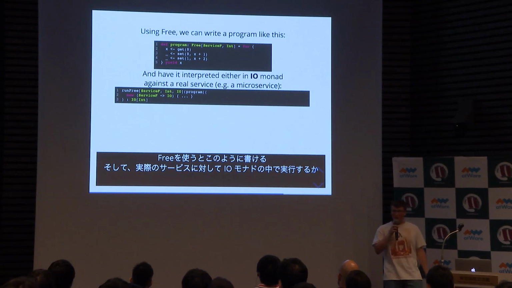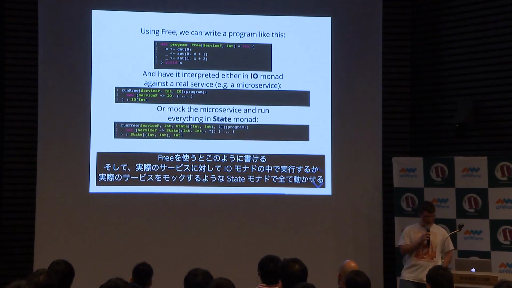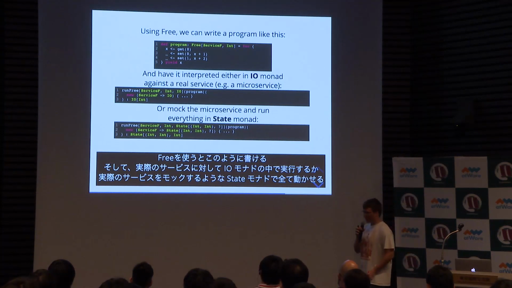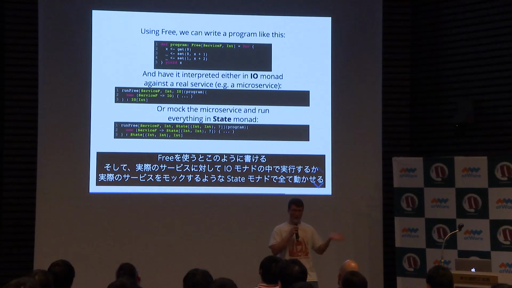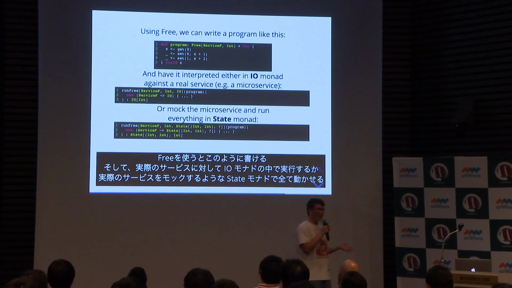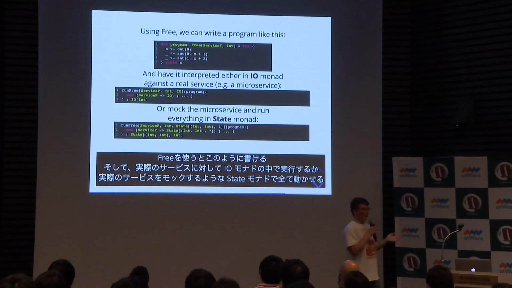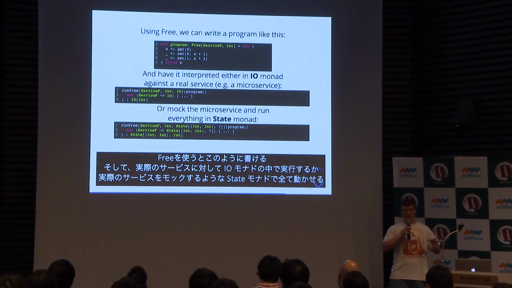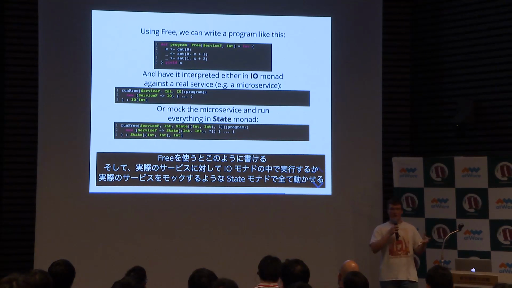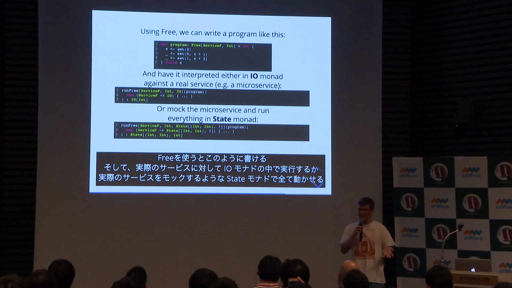Now we can reinterpret that in different ways. We can either interpret it using side effects, maybe with some sort of Redis storage or some sort of database that you query. Or we can interpret that using the state monad, which interprets it purely. So we can test our code without running it against an actual database.